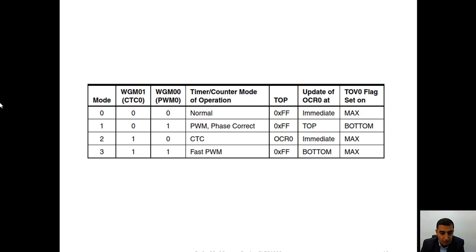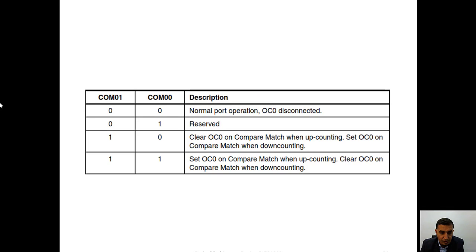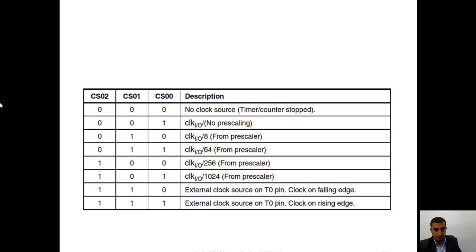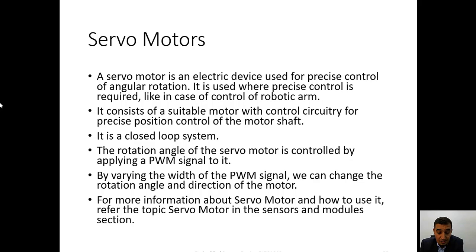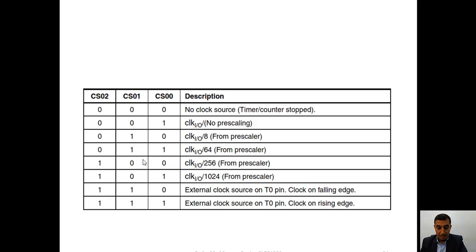Okay, so we have the wave generation modes, as you can see here. This is the same information as in this table, and then we have the descriptions for the COM values. Then we have the clock select values. This is the same as the one we did earlier in the previous class.